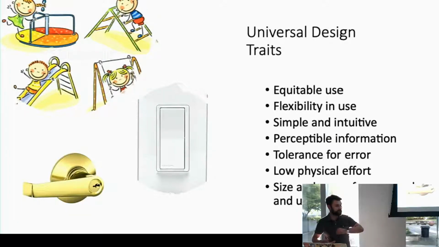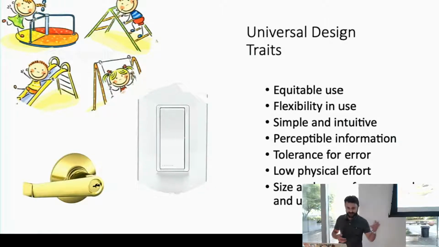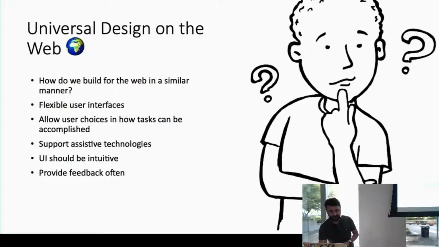So in the case of the door handle, if you push on it with your elbow, you miss it and it flings right back up. That's fine, you just try it again. And it requires a low level of physical effort. So those older door handles with the knobs, you had to be able to squeeze and bend. That was a lot harder to do versus using your elbows, a little bit easier. And then size and space is another thing to consider when talking about universal design. We'll skip that one for now though, because it doesn't necessarily apply to us. So how do we use universal design on the web?